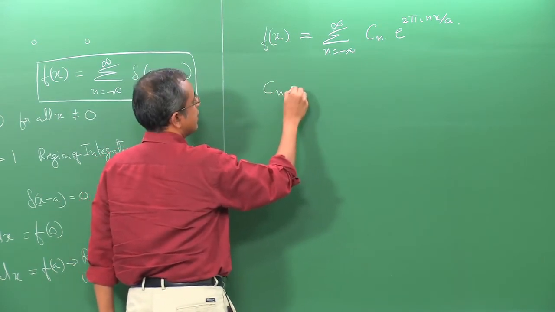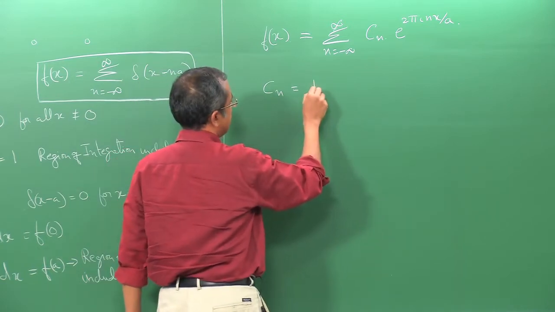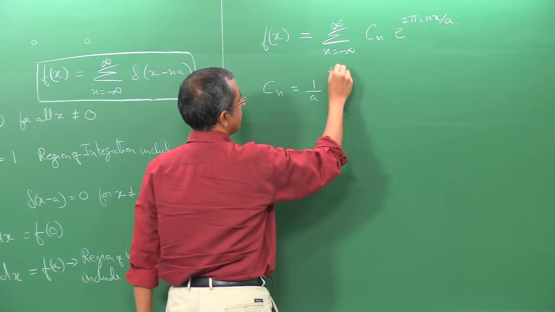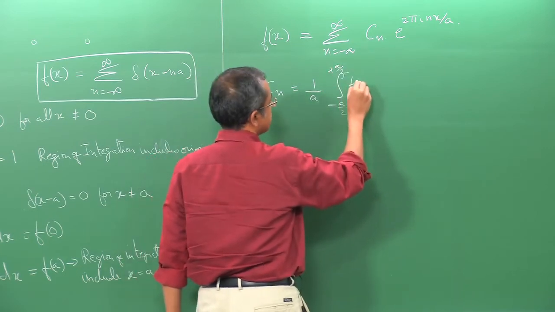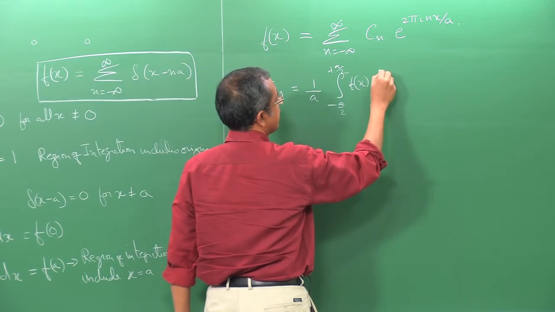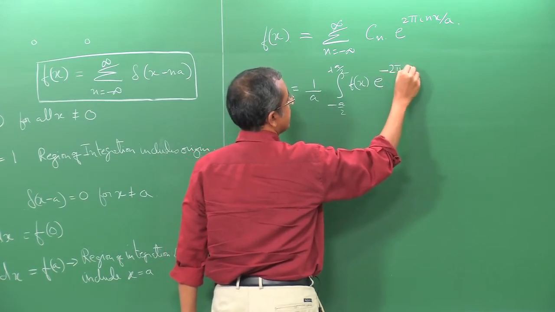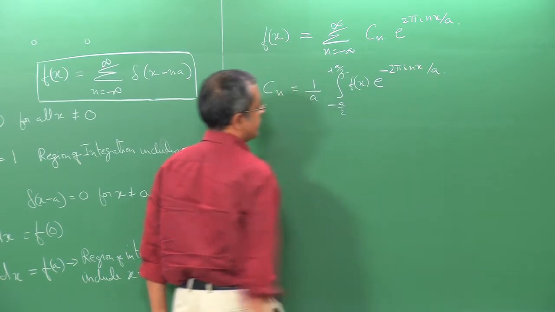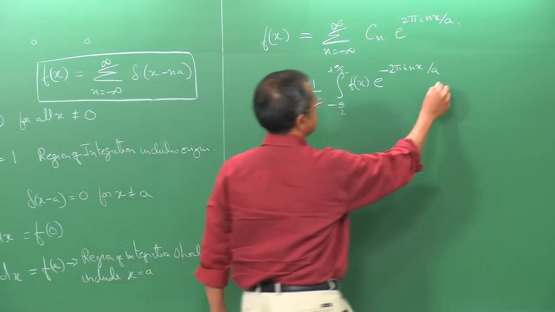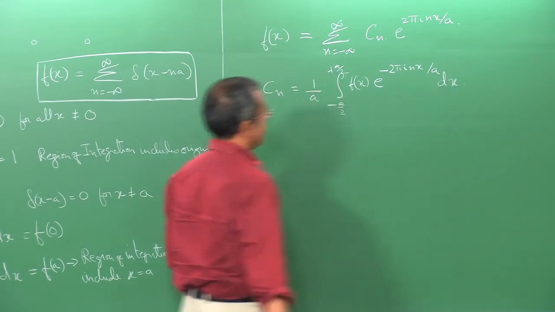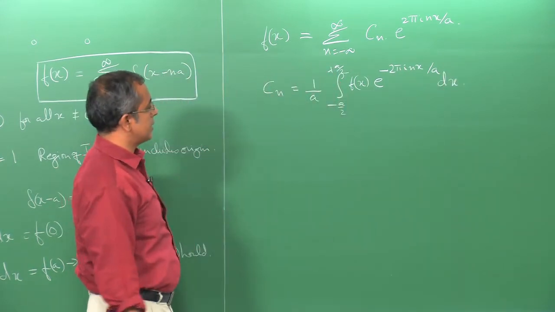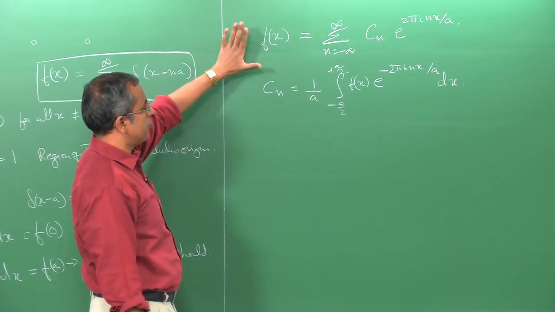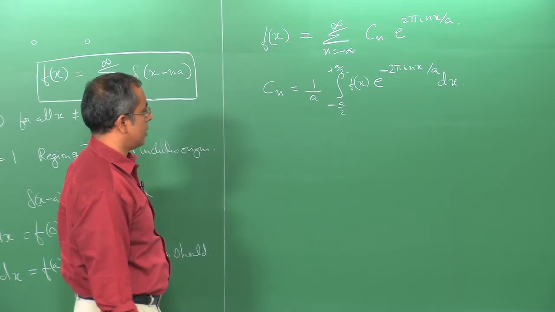Each of the Fourier coefficients, Cn, would be defined as 1 over a, integral from minus a by 2 to plus a by 2, f of x e to the power minus 2 pi i n x by a, or n x over a, dx. So, this is an integral. This is how we would write it, right. So, each of the Fourier coefficients is written like this. This is by definition what a Fourier series is, so you can look that up.